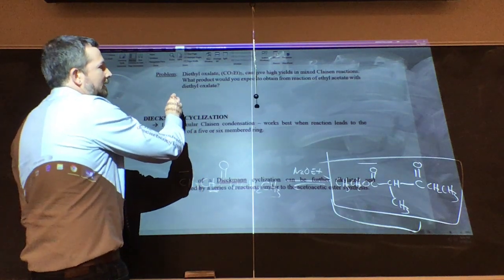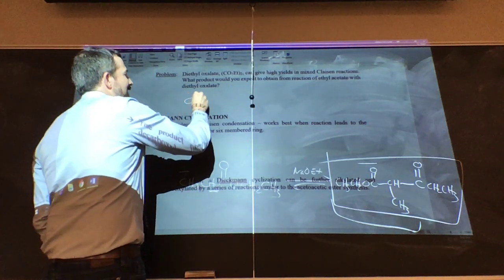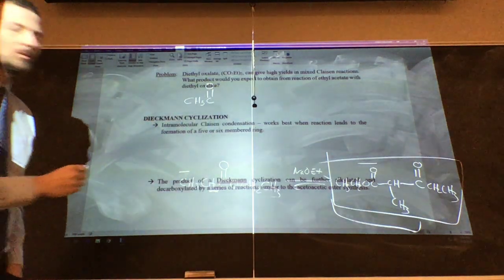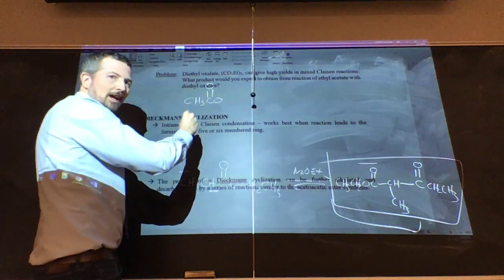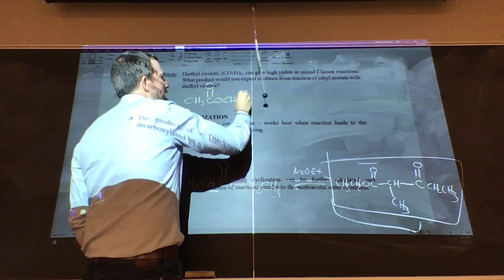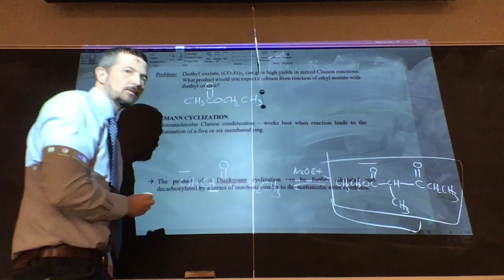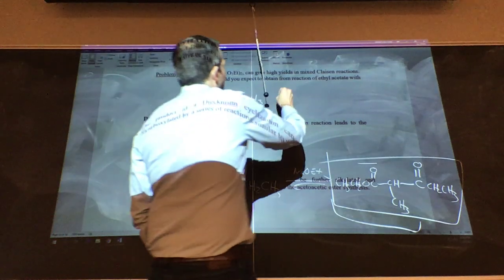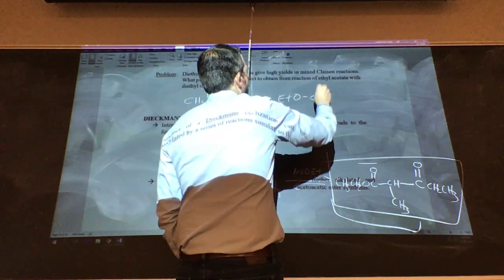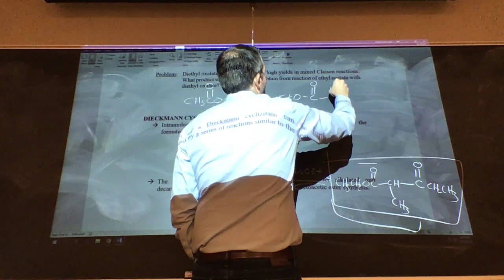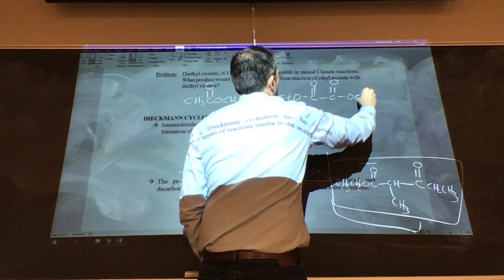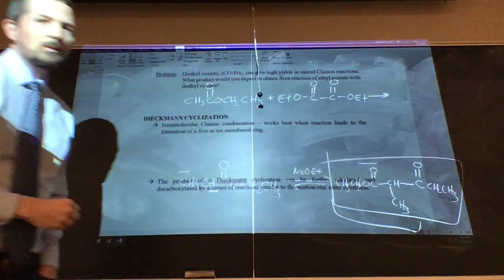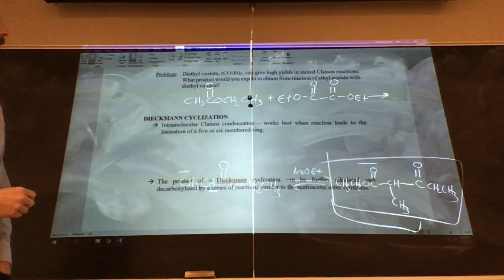So ethyl acetate, so acetate is indicating this group, so it's an ester. Ethyl acetate, so I have an ethyl group attached to the oxygen. Diethyl oxalate, so I'm given the structure of that one.